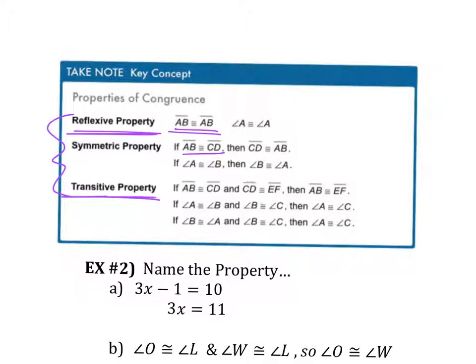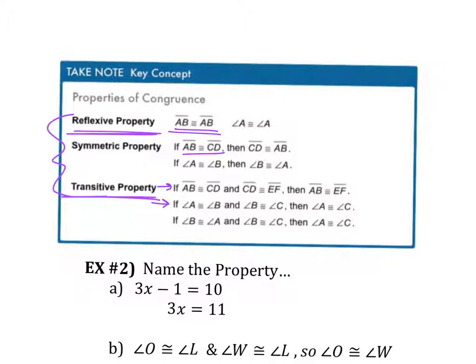And then transitive, this is like the law of syllogism. Again, you can do it with the segments or you can do it with the angles. That would be your transitive property. So if angle A is congruent to angle B and angle B is congruent to angle C, then angle A is congruent to angle C.